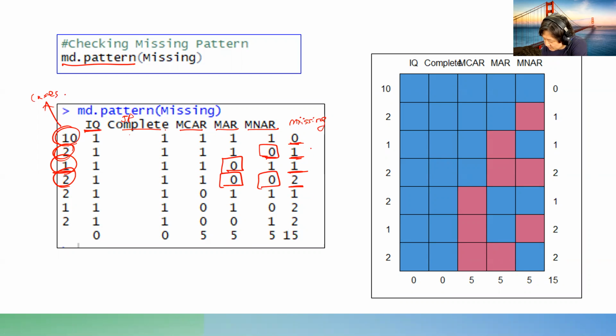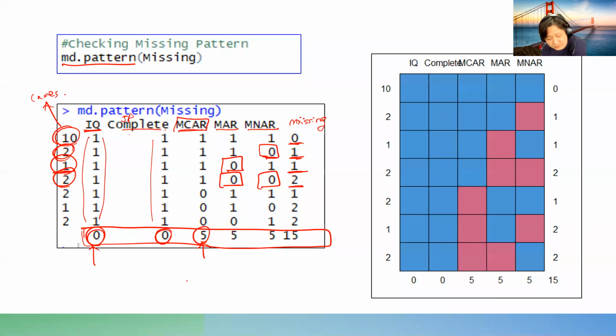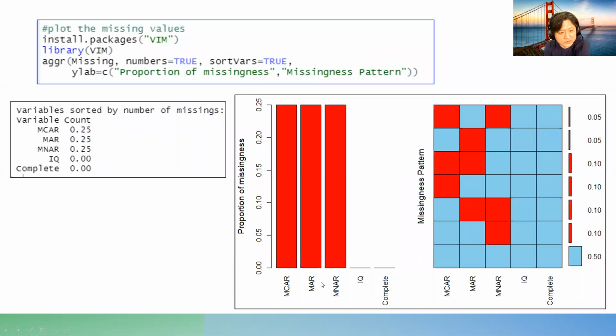So in that way, you can evaluate the missing data. And then also these values return the missing values for each variable. Okay, so IQ, they're all complete, so there is no missing, right? Complete cases, no missing. And for the MCAR variable, we have 5 missing, and 5 missing, 5 missing. This is total missing. Okay. Oh, I'm sorry. Do you follow me?